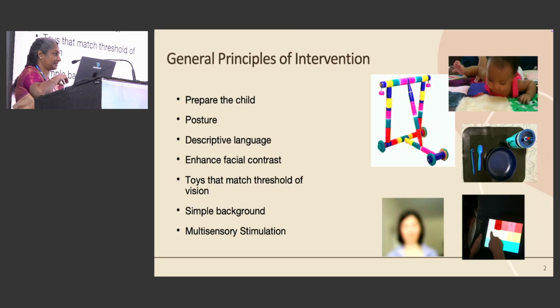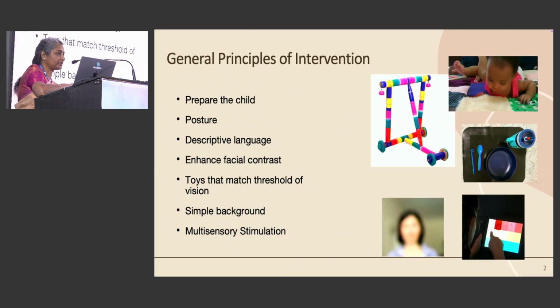Toys that match the threshold of vision. So you don't use very tiny objects to do the therapy. You have to match the threshold of vision as you are testing with the Lea paddles or the preferential acuity, so that the size of all the material should be matching that. Otherwise, the child is going to lose interest.